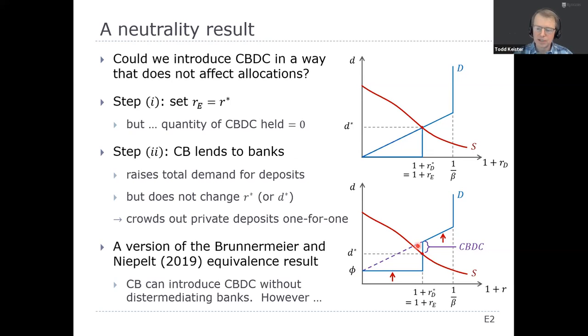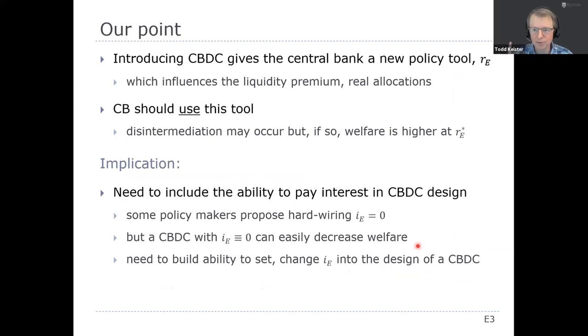You can introduce the CBDC, and some buyers are holding it. You haven't disintermediated banks, but our point is that you've also got this new policy tool. You can pay interest on it, and that allows you to affect the liquidity premium and real allocations in a way you couldn't before. And for the parameter values where we say yes, the central bank should issue digital currency, they're actually raising welfare. They could do this, but they're raising welfare by setting it differently.